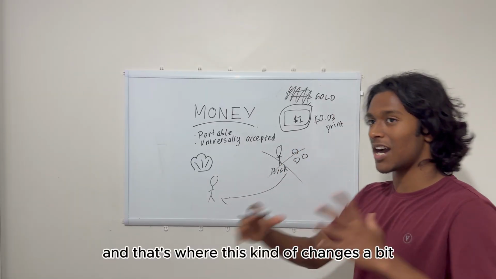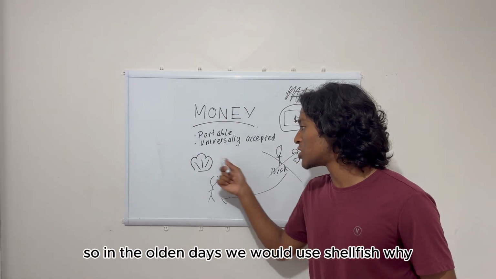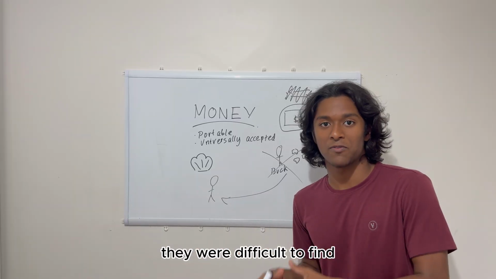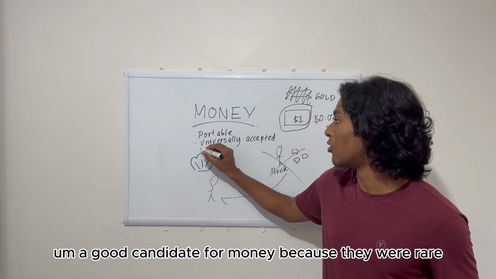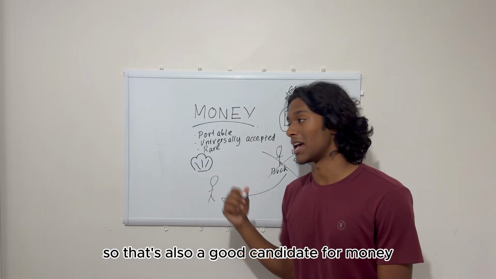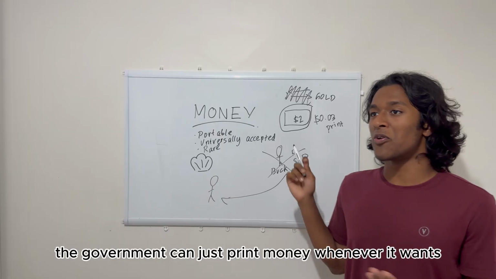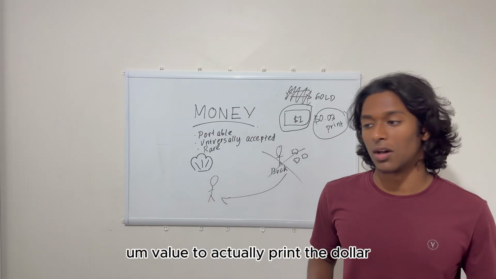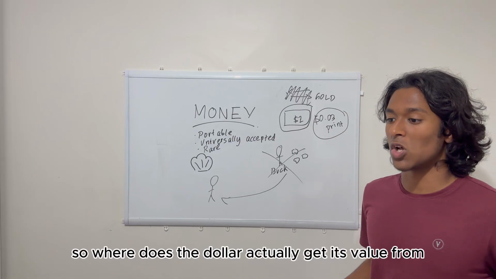And that's where this changes a bit. In the olden days, we would use shellfish. Why? Because they were inherently rare. They were difficult to find, and that's what made them valuable and a good candidate for money. So rarity is also a good candidate for money, at least in the olden days. But now the government can just print money whenever it wants, and it takes so little effort and value to actually print the dollar. So where does the dollar actually get its value from?